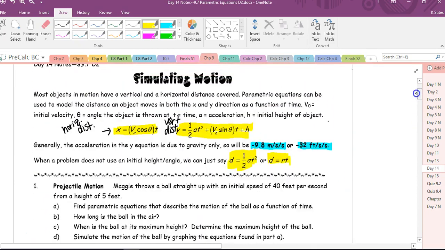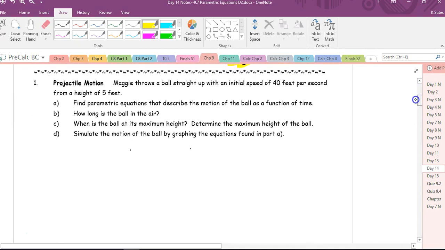We are skipping 4. All right, so number 1, we have Maggie throws a ball straight up with initial speed of 40 feet per second from a height of 5 feet. The fact that she's throwing the ball straight up means that the angle she's throwing the ball at is 90 degrees. Her initial speed will be her initial velocity. And notice the units, we are at feet per second and a height of 5 feet. So that's her starting height.